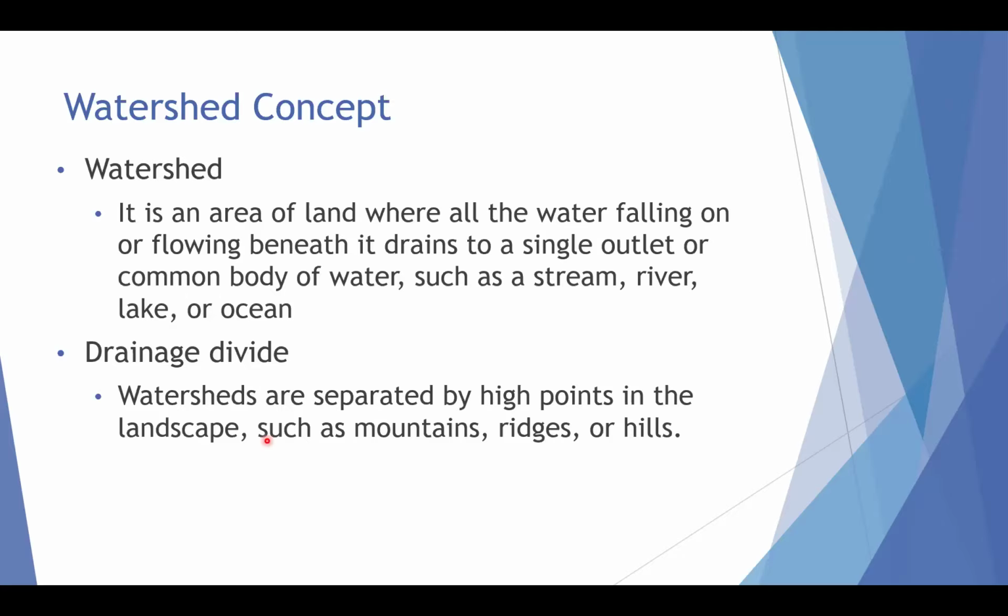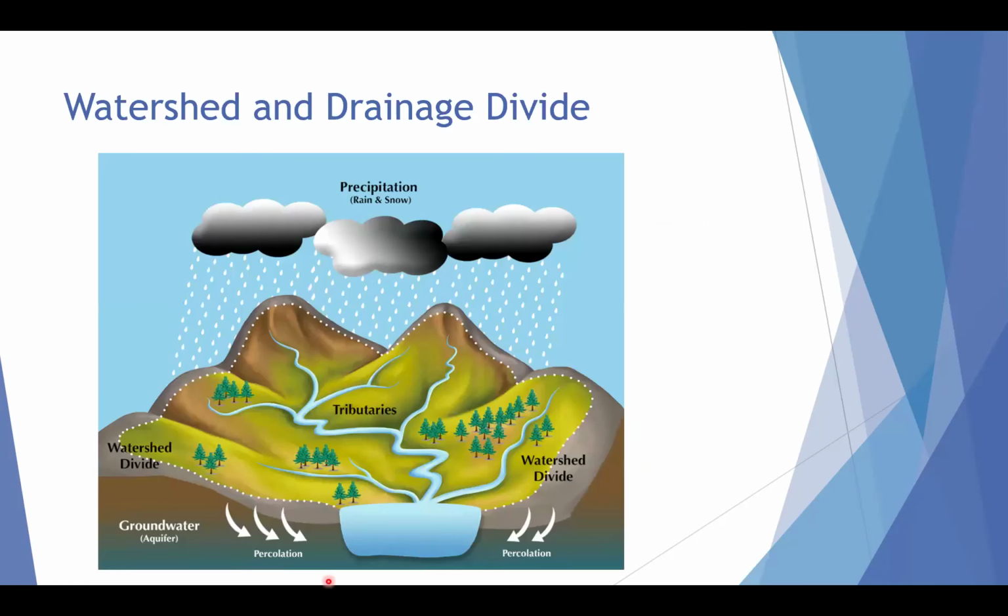Then what is a drainage divide? Watersheds are separated by high points in the landscape, such as mountains, ridges or hills. These are called drainage divides. I can show you a picture. So now you see, this is your watershed divide. This is basically a ridge line. The water falling on this side of the ridge will reach here, and the other side of the ridge will be part of another watershed.